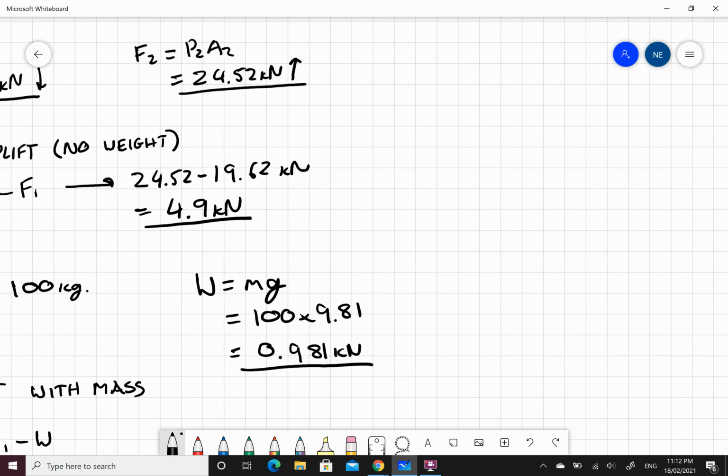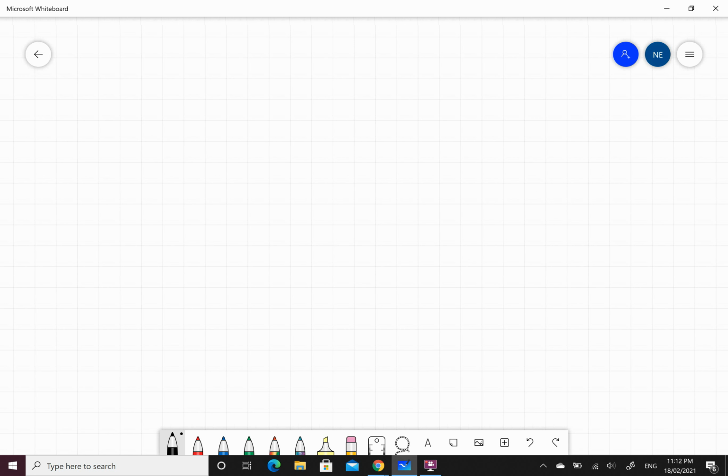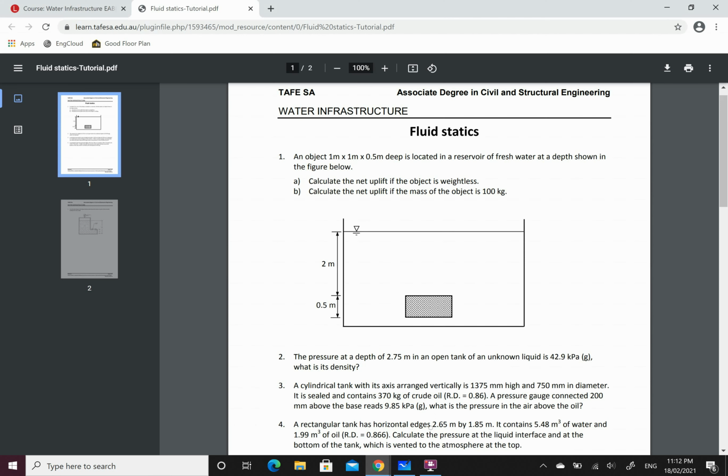Okay, so let's come across and let's do question 2. So question 2 is the pressure at a depth of 2.75 meters in an open tank, unknown liquid, what's its density? Alright, so we're given the pressure. Now we're going to work out the density. So again, rearranging these formulas. So we're looking at question 2 now.